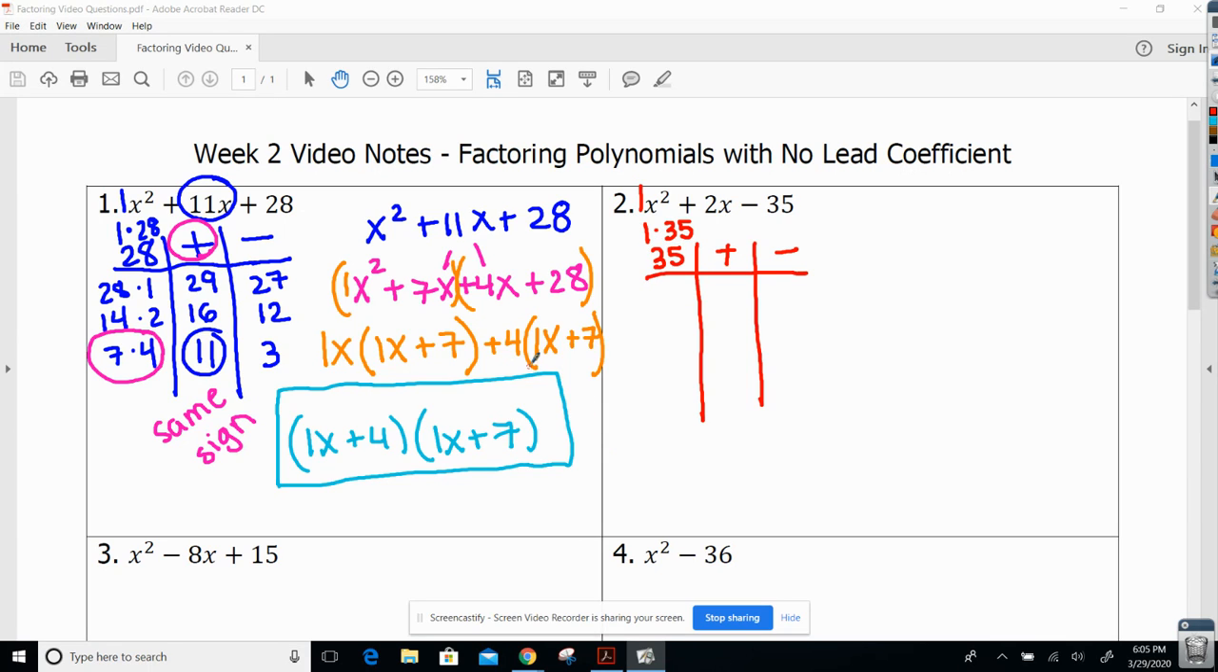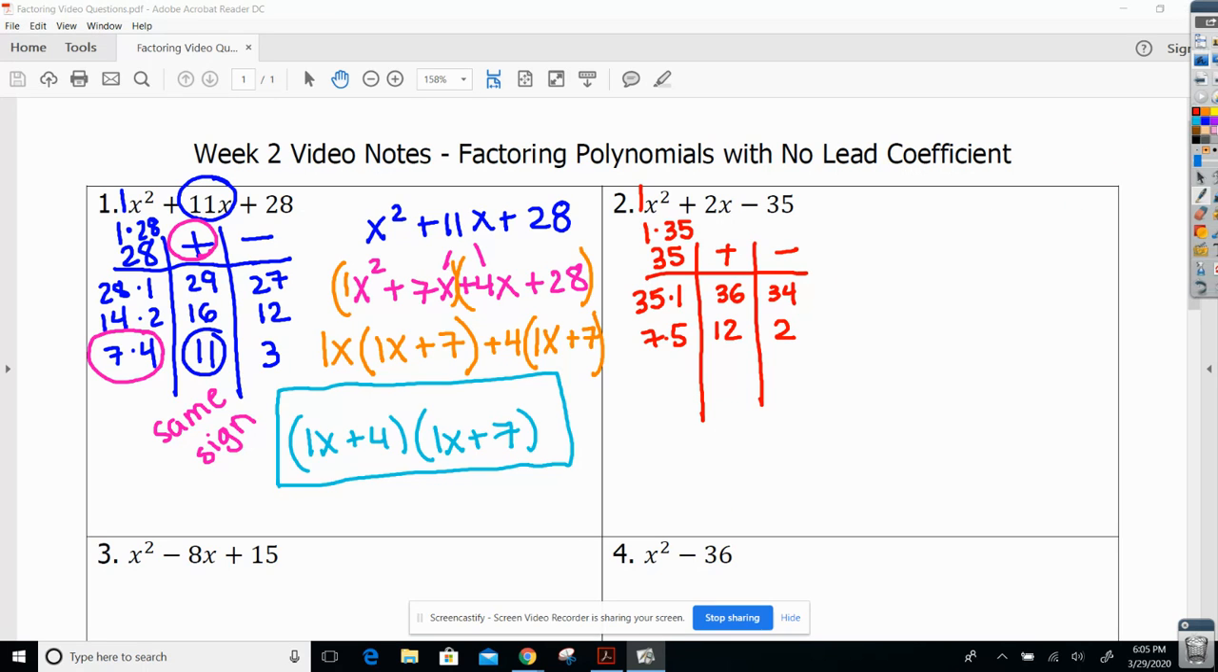From here, I'm just going to find all of the factors of 35. So I have 35 and 1, and then I have 7 and 5. Okay, 35 and 1, 7 and 5, that's it. So now I'm going to add them together to get my middle column, 36 and 12. Then I'm going to subtract them to get my last column, 34 and 2.